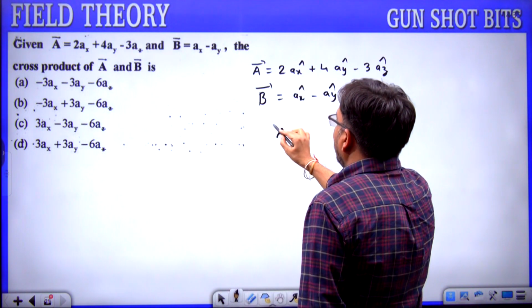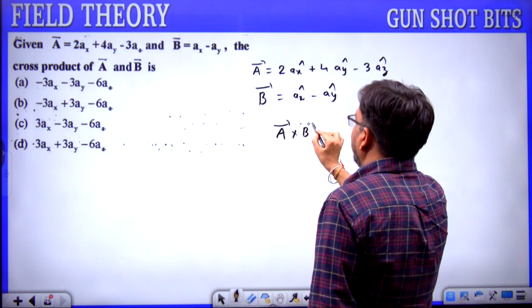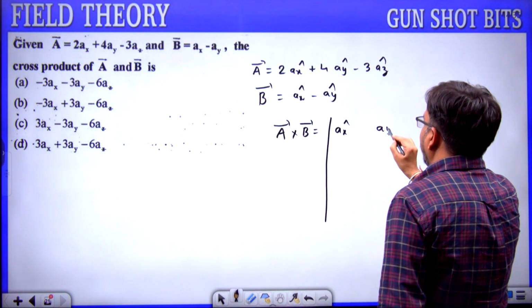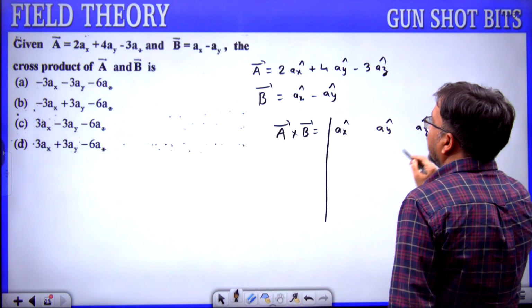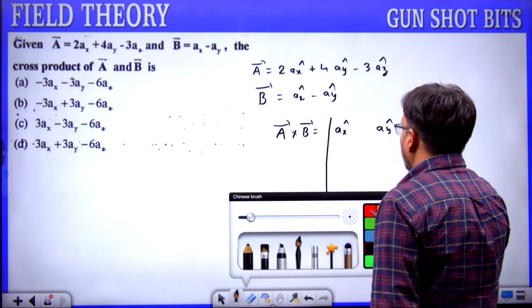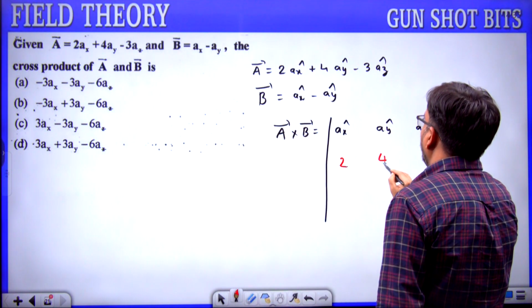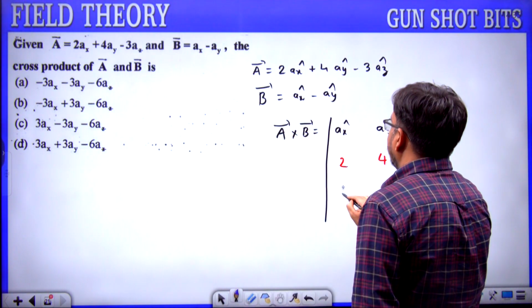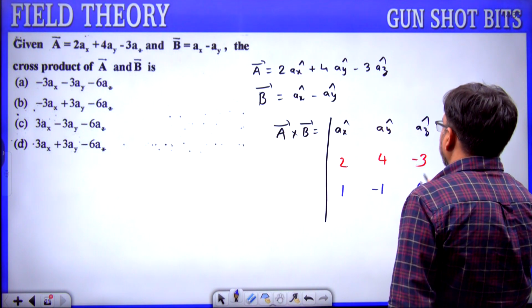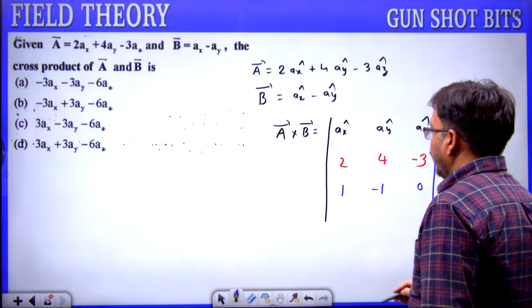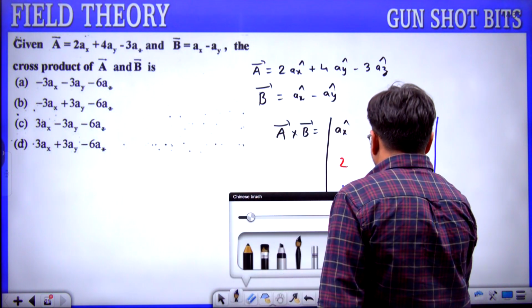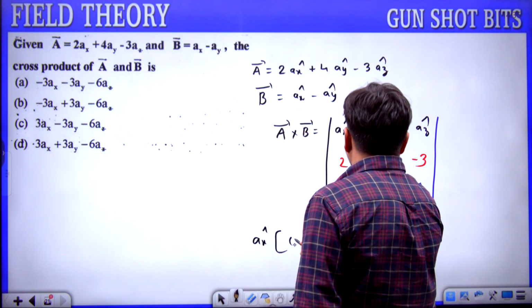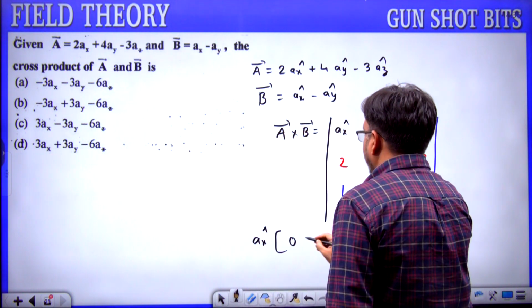Then A cross B equals, I am doing the cross product, the determinant of ax cap, ay cap, az cap in the first row. Vector A magnitudes: along x direction 2, y direction 4, z direction minus 3. Vector B magnitudes: along x direction 1, along y direction minus 1, along z direction 0. From here I am performing the determinant operation.